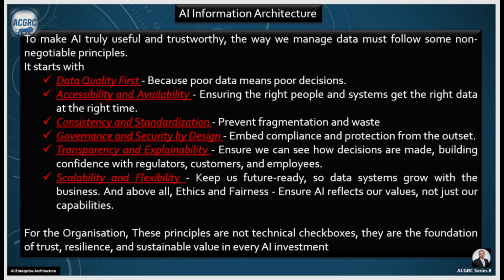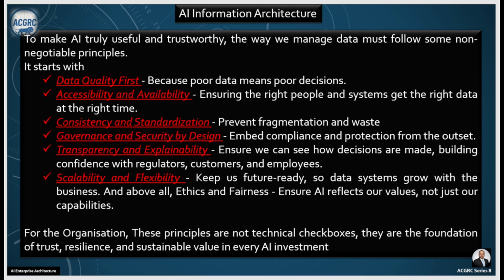Now, to make AI truly useful and trustworthy, the way we manage data must follow some non negotiable principles. It starts with data quality first because poor data means poor decisions. Second, accessibility and availability, ensuring the right people and systems get the right data at the right time. Third, consistency and standardization, which is to prevent fragmentation and waste. Fourth principle, governance and security by design, which is embedding compliance and protection from the outset, not as an afterthought or a plugin.